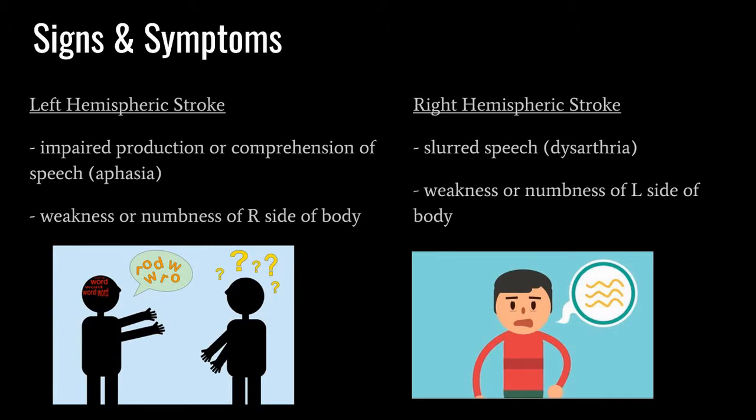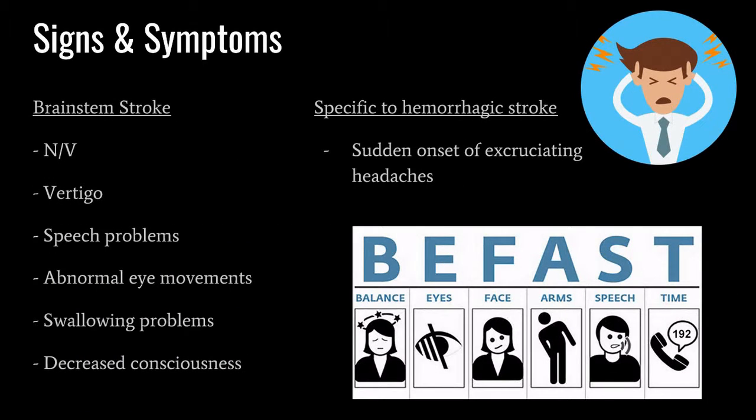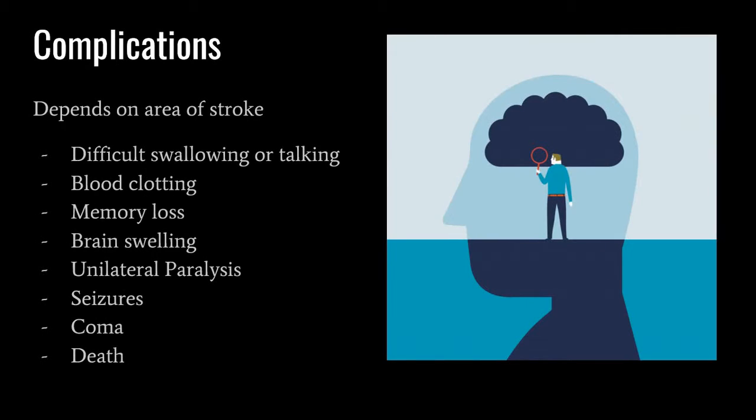The signs and symptoms that are related to hemorrhagic stroke are generally dependent on the location and size of the stroke, which might cause unilateral paralysis and speech problems, nausea and vomiting, swallowing problems, or decreased level of consciousness. However, a sudden onset of a severe headache, described as the worst headache of their life, is most often present in patients with hemorrhagic strokes. The complications that may arise are also largely dependent on the area and size of the stroke, and include difficulty swallowing or talking, blood clotting, memory loss, brain swelling, seizures, coma, and even death.